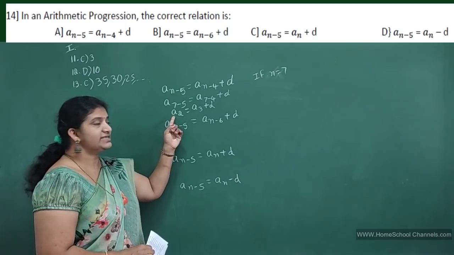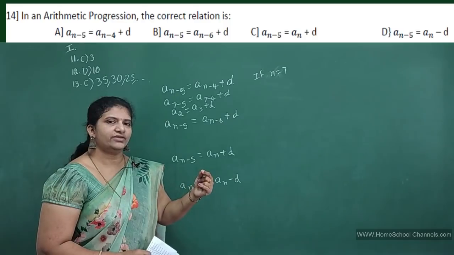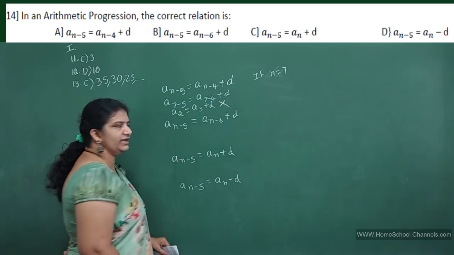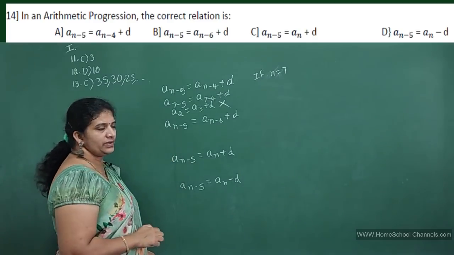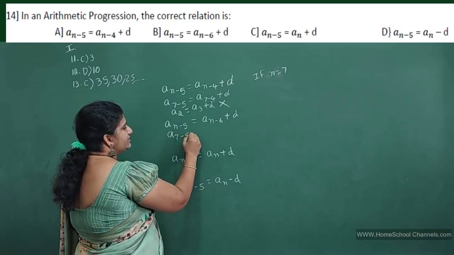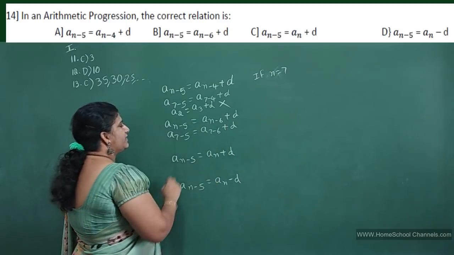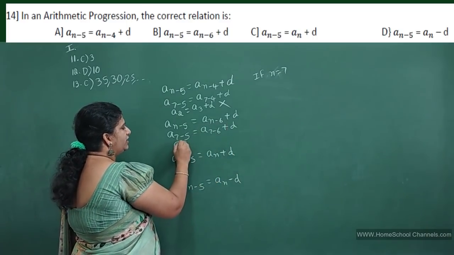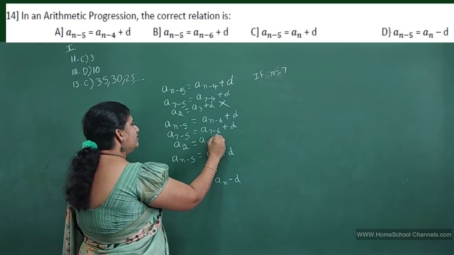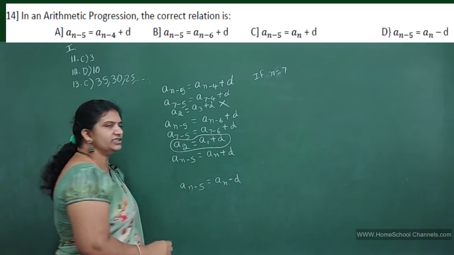No. How do we get second term? If we add the first term to the common difference, we get second term. So this relation is wrong. Let's go with the next one. Option B. n value is 7. 7 minus 5, 7 minus 6 plus D. 7 minus 5 will be 2. 7 minus 6 will be 1 plus D. Yes, I think this is a correct relation.